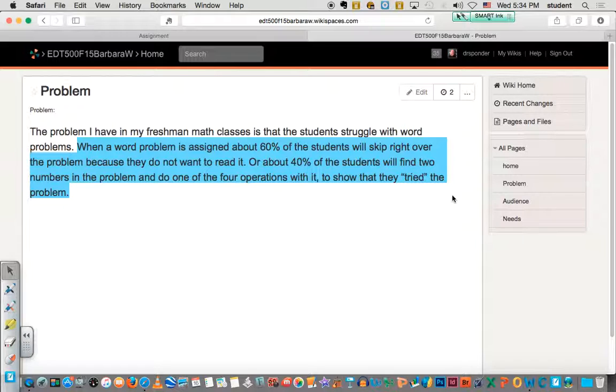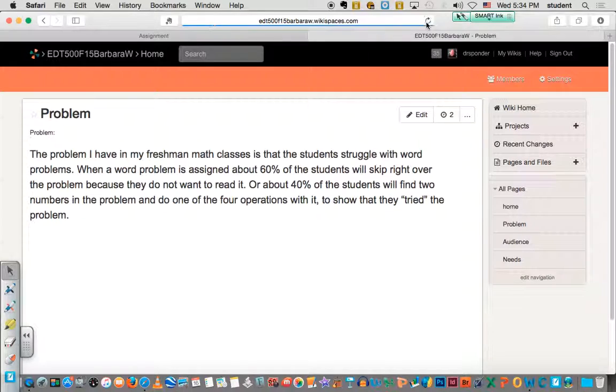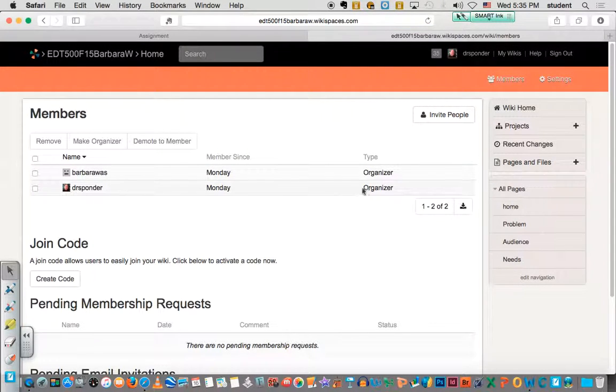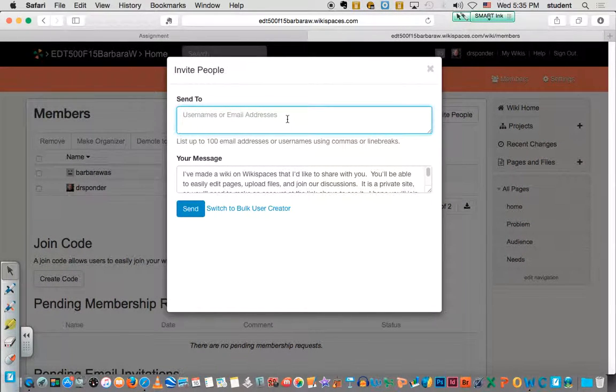And do you want me to make you organizer? Go to members, and you'll see my name there, and I'll show people this when I get on there. So click and make me organizer. See where it says promote to organizer? Okay, so now I see members and settings because I'm an organizer. And if I click on this, there's me and Barbara. We're both organizers. And when you do this, you'll be the organizer of your own. Just invite me. So you'll invite people, so you send me an email.